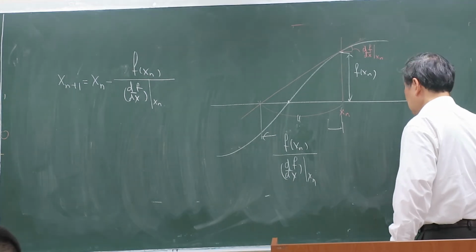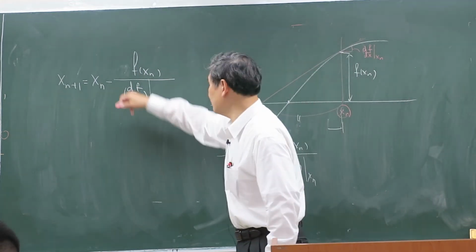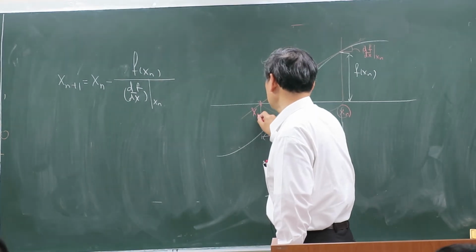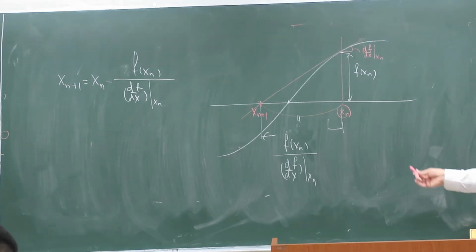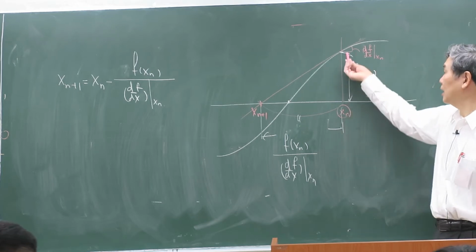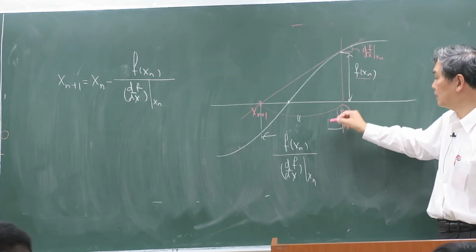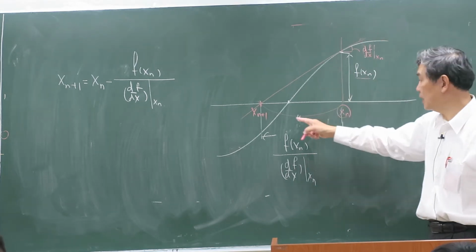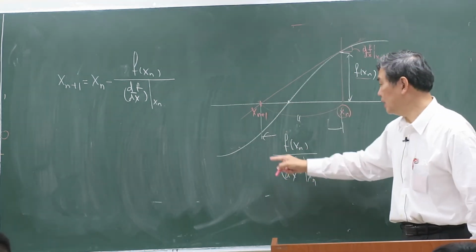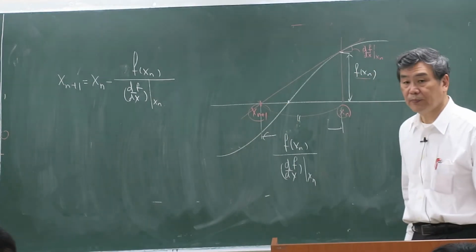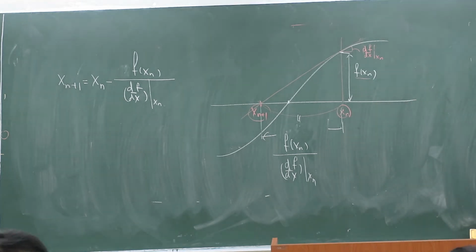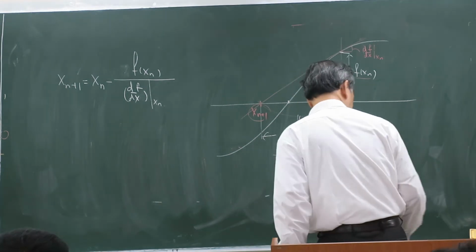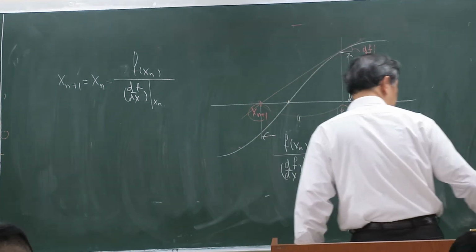So this value subtract this value, so this will be my xn plus 1 location. Okay? So this is Newton-Raphson's iteration. I try initially xn. I got a value, and I divide by the slope. I can get this distance, so I can get a new coordinate, xn plus 1.